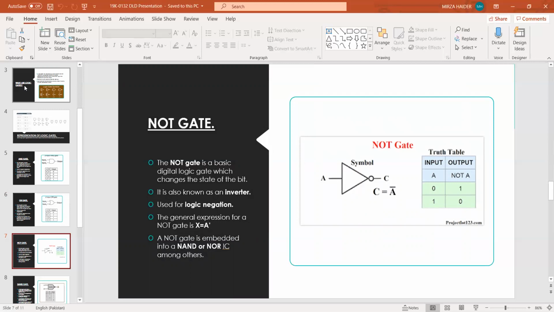A NOT gate is embedded into a NAND or NOR IC, among others. So if we look at the image, we can see the representation of a NOT gate and its truth table. What a NOT gate basically does is switch the state of a bit. If the state of the bit before the NOT gate is 0, then after the NOT gate its state will change to 1. If before the NOT gate the state is 1, after the NOT gate its state will be 0.